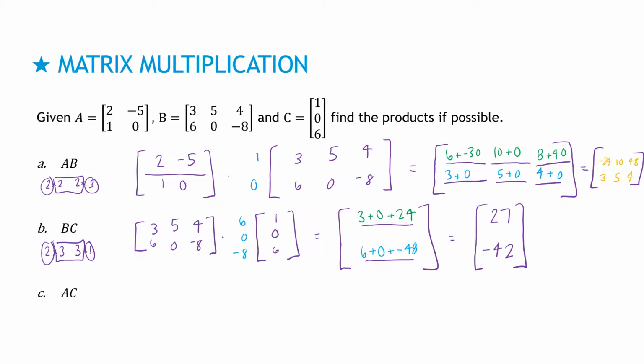And last guy, A times C. A is 2 by 2. C is 3 by 1. These guys don't match up, so that is not possible.